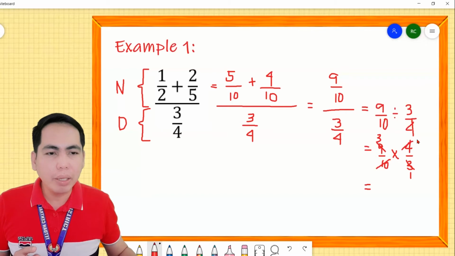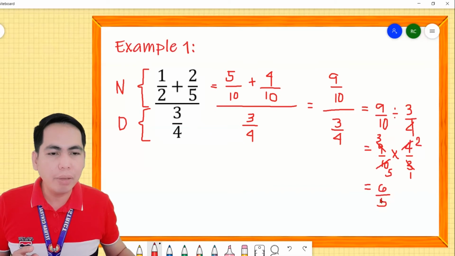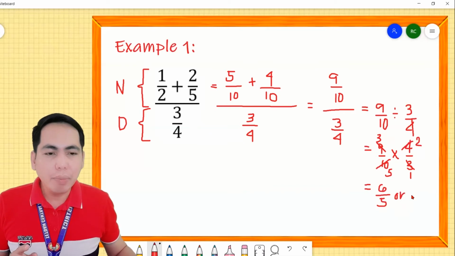4 divided by 2, we have 2. 10 divided by 2, so we have 5. That's why when we multiply the fractions, 3 times 2 will give us 6. 5 times 1 will give us 5. Or in mixed number form, that is 1 and 1/5.